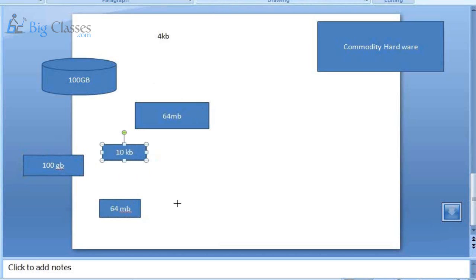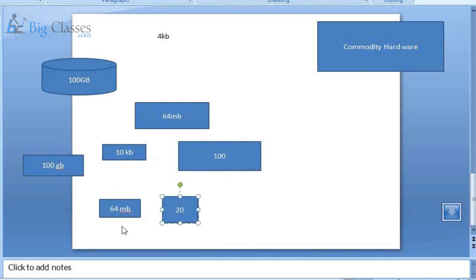Assume that the number of files here is going to be 100, and here something like 20 or so. Now if you have a disk, what is possible? Random access is possible, right? You can access any file at any point of time.